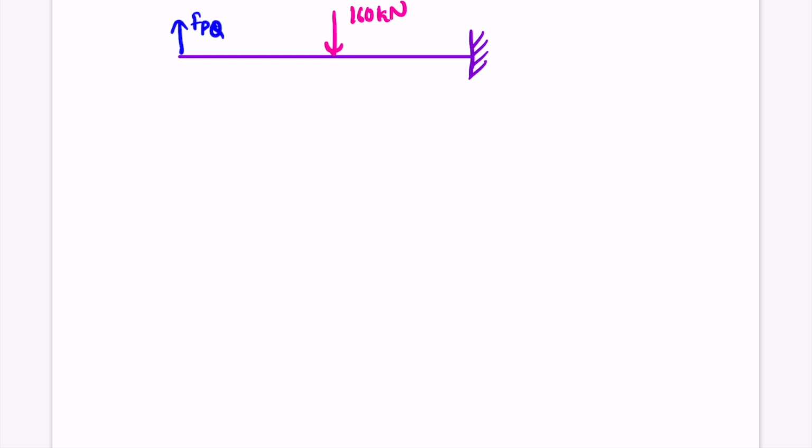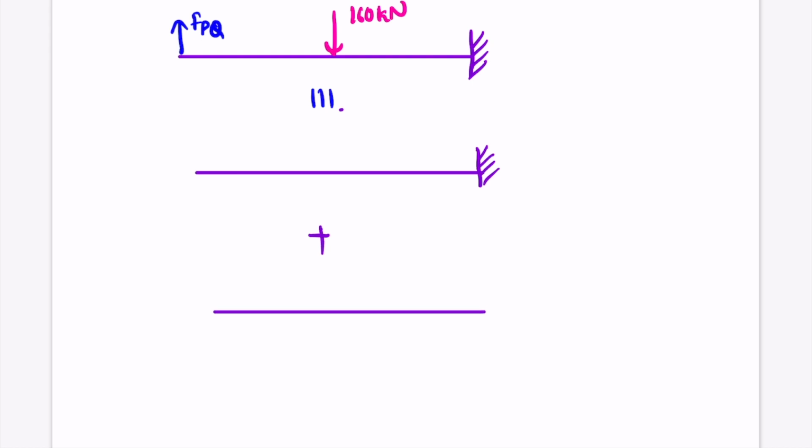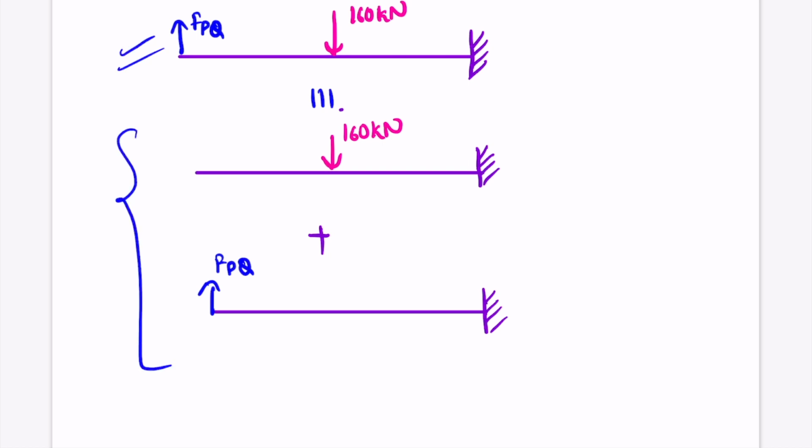So this structure we can redraw as a sum of two structures. So this plus this. Here we have this loading 160 kilonewton, and here we have this load FPQ. So this structure can be made as the sum of these two structures.